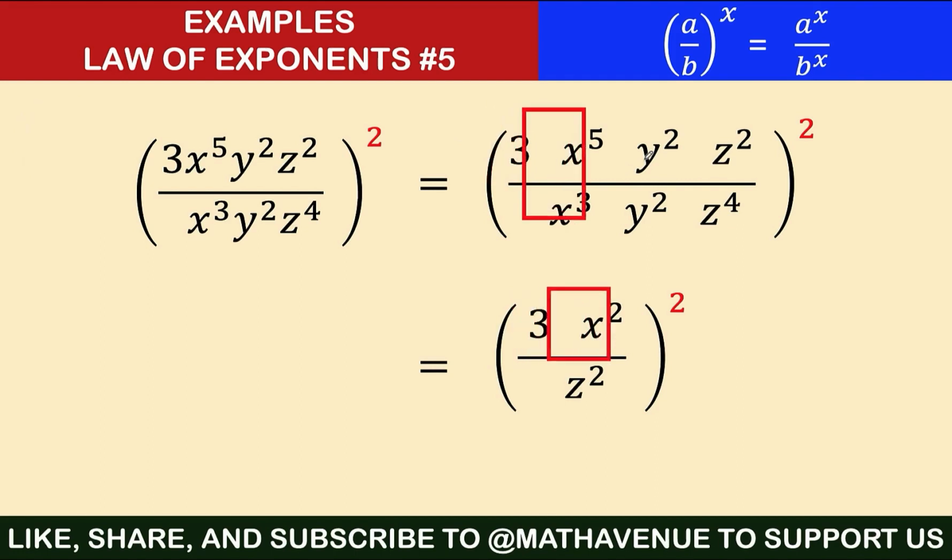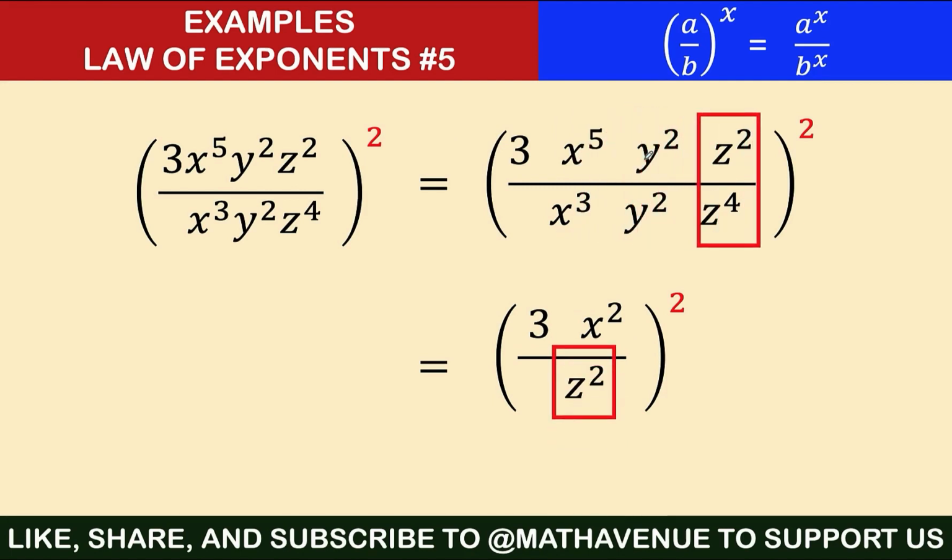X to the fifth divided by x to the third is x squared. Y squared divided by itself is 1, so no need for us to write that anymore. And c squared divided by c to the fourth is 1 over c squared. That's why it's now written in the denominator. Then copy the outside exponent 2.